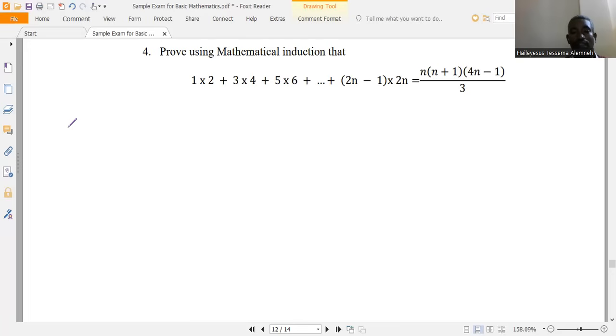And the next one is we assume that it is true for n is equal to k. On the third step, we want to show that it's also true for n plus 1.